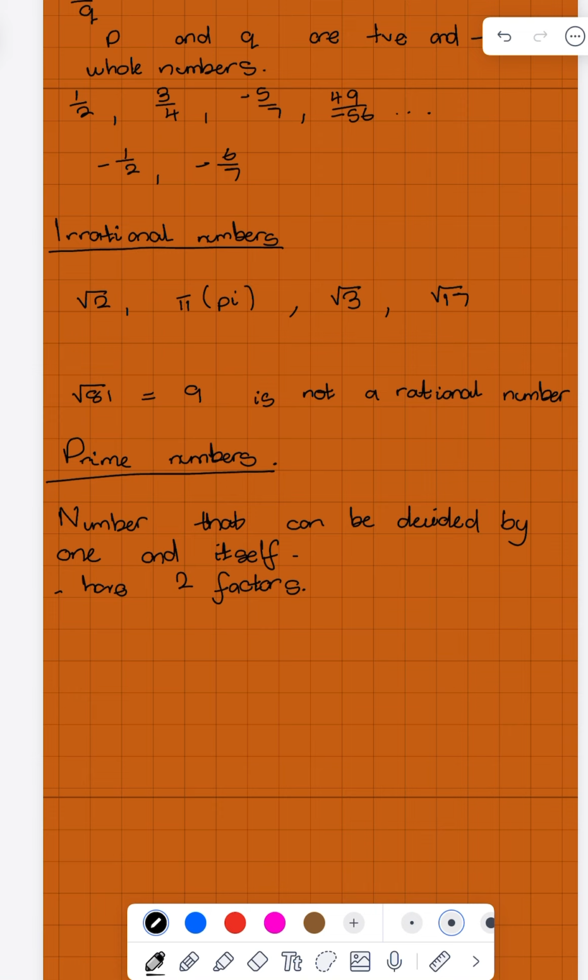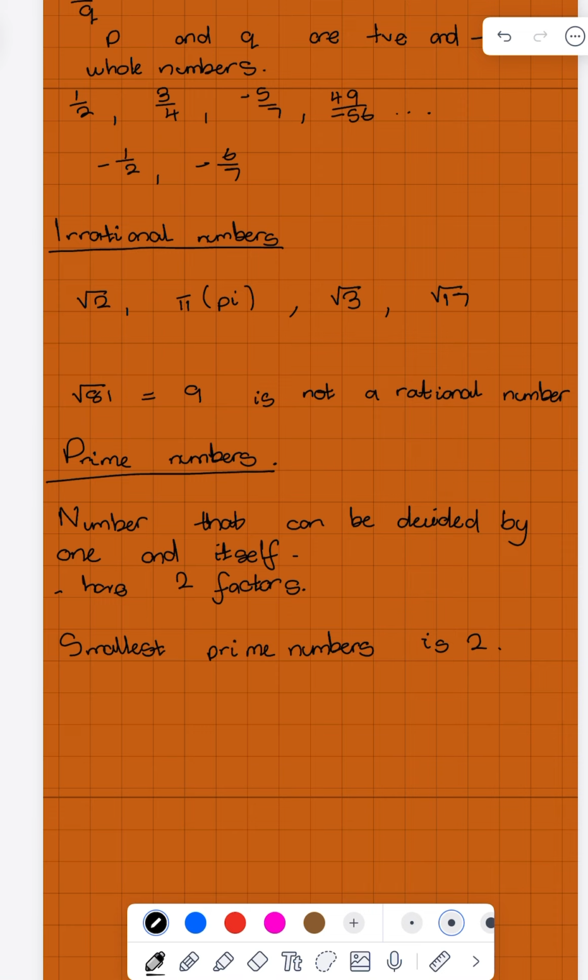The smallest prime number, please, this is very important when it comes to prime numbers, the smallest prime number is 2. We can't say that the smallest prime number is 1 because 1 has only one factor, which is 1 itself, right? Whereas 2 has two factors, which are 1 and 2.